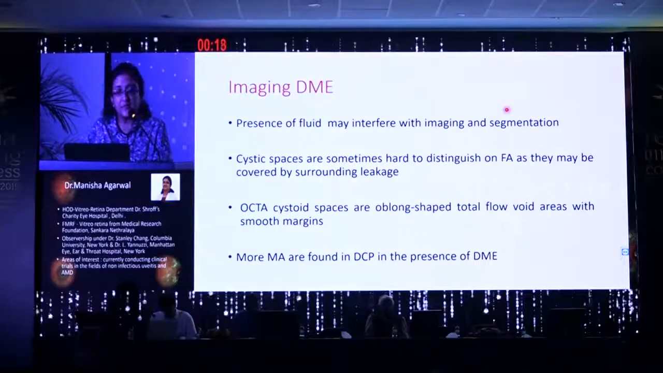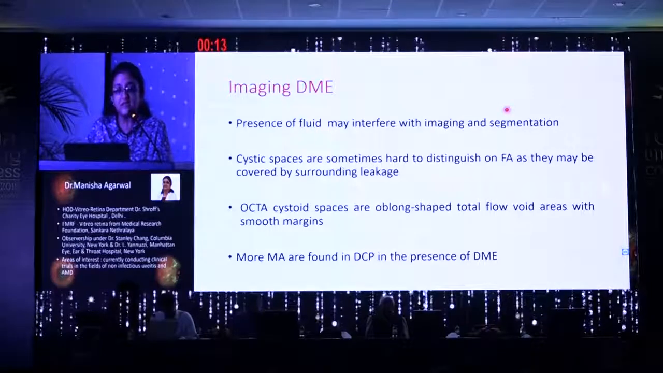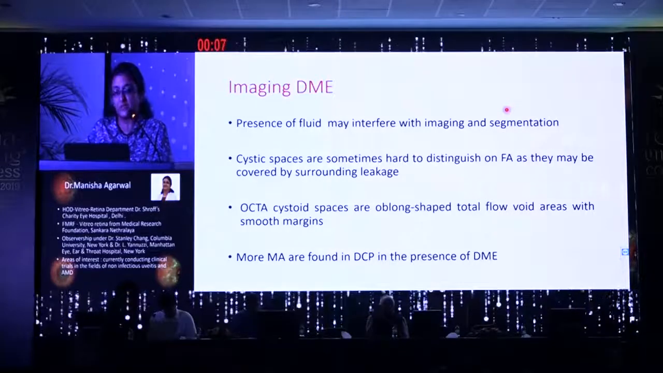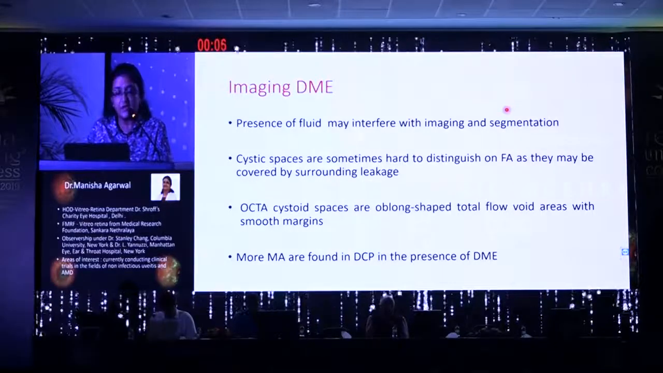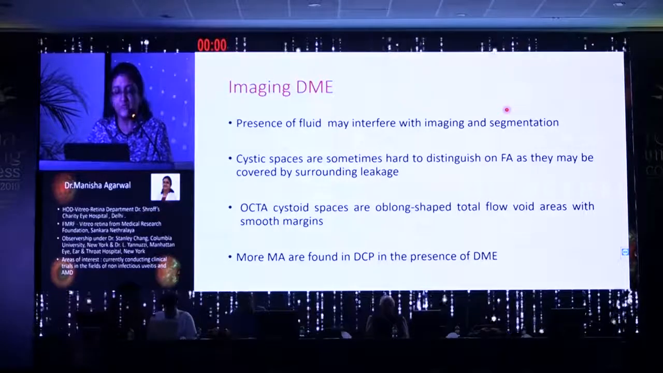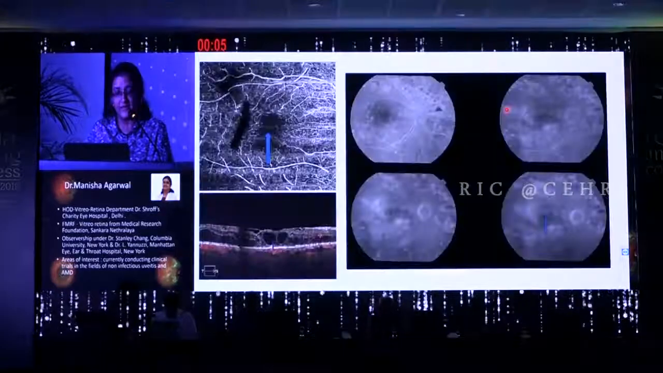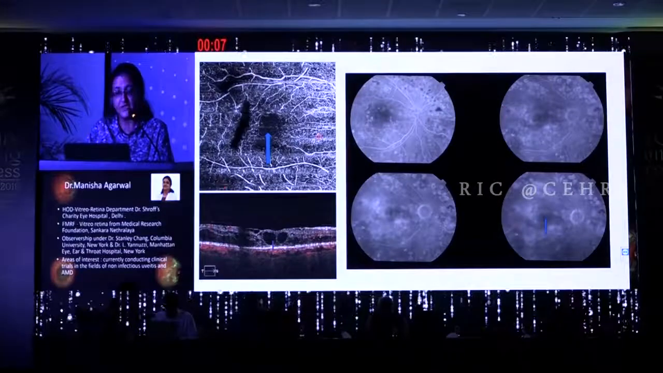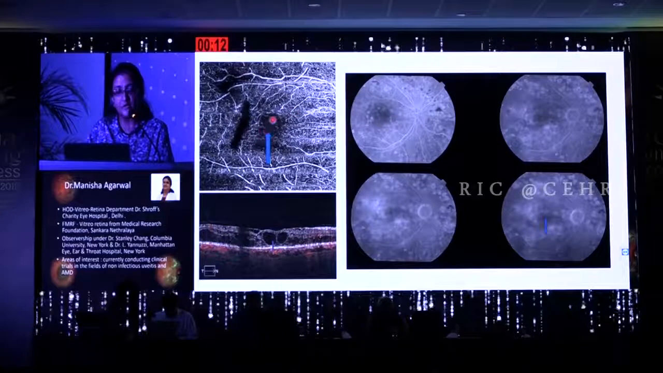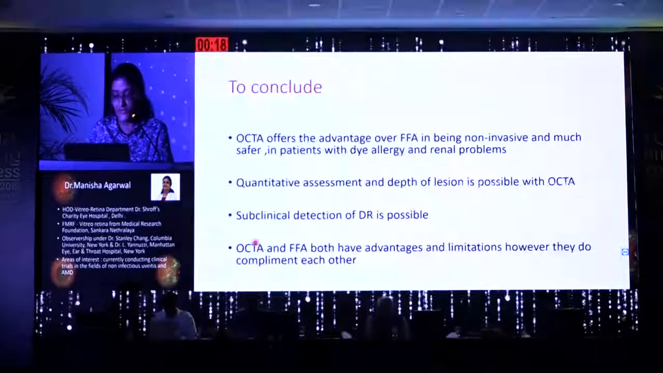As far as imaging in diabetic macular edema is concerned, the fluid may interfere with imaging and segmentation. The cystic spaces are sometimes hard to distinguish on a fundus fluorescein angiography, and this possibly could be because of the surrounding leakage. OCTA cystoid spaces are oblong-shaped total void areas with smooth margins, and whenever you have DME, you find that the microaneurysms are more in the deep capillary plexus. So you see these are well appreciated. On an FFA, they are quite covered with the surrounding leakage, but on an OCTA, you have these oblong spaces which are quite well appreciated, and again on an OCT-B, they are well seen.